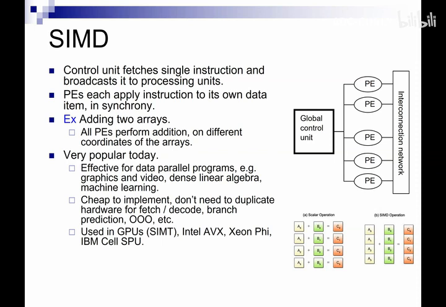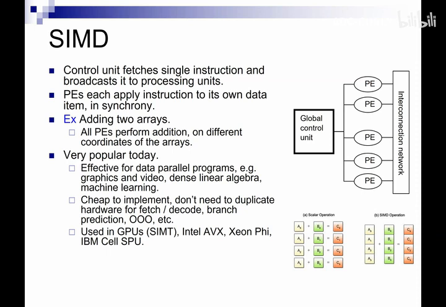Another nice thing about SIMD processors is that they're very cheap to implement, because you only have the single global control unit. This control unit is fairly complicated because it needs to fetch instructions, decode them, do branch prediction, and many other things. However, because all of the processing units are doing the same instruction, you don't need to duplicate this in your processor. You can just have one of these things.